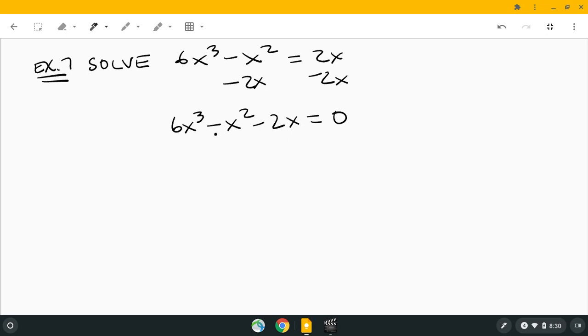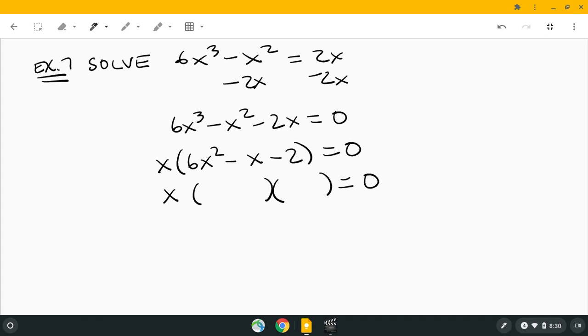Okay, so here they actually have x in common. So let's do our common factors. So they have x in common, and that's about it. And then I get 6x squared minus x minus 2. And now that looks like our traditional quadratic trinomial. Okay, so let's go ahead and factor that. Bring that x down. That x is part of your answer.